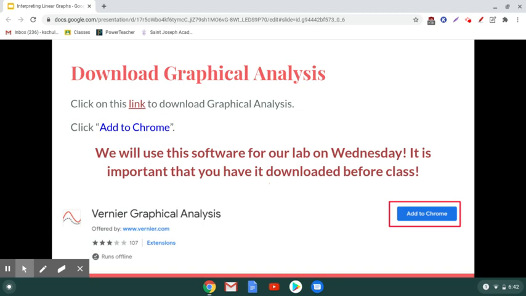Very important, the last thing you do is go to the last slide. You are going to download Graphical Analysis. You'll notice all those pretty graphs that I had in this slideshow. Those graphs were created from Graphical Analysis. We are going to do a lab, and you are going to need to have Graphical Analysis in order to complete this lab. So follow the directions in this slide, and then you'll be good to go.